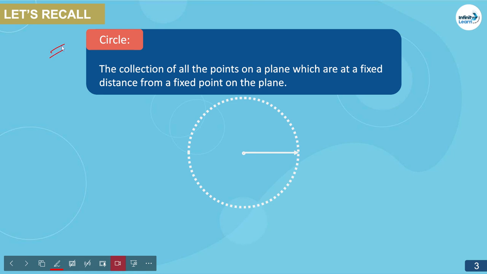Starting with the first one, what is a circle? The collection of all points on a plane which are at a fixed distance from a fixed point on the plane. Collection of all the points which are at a fixed or constant distance from a fixed point on the plane. This is known as a circle.